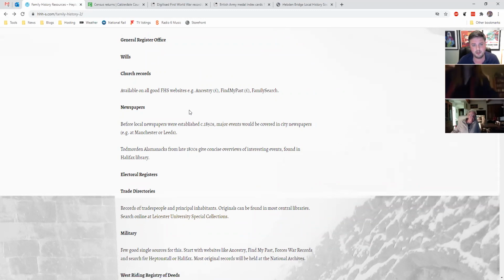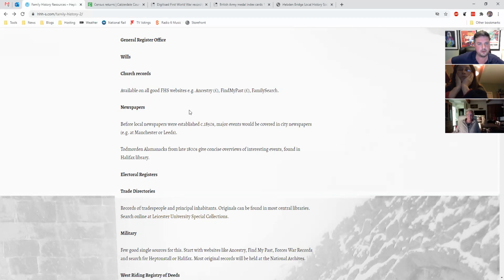Related to Todmorden, almanacs are quite interesting. They started around, I've got one over here somewhere. 1866. And those give quite concise overviews of interesting events. So if you're interested in what happened in 1872, find an almanac and have a look in there, and you'll probably find it. Also, lots of people named, and lots of adverts by companies and individuals.